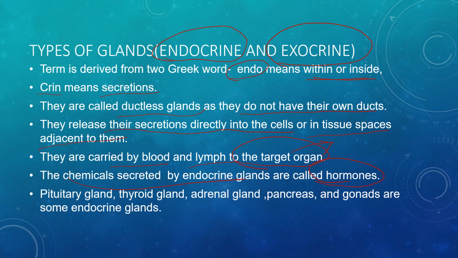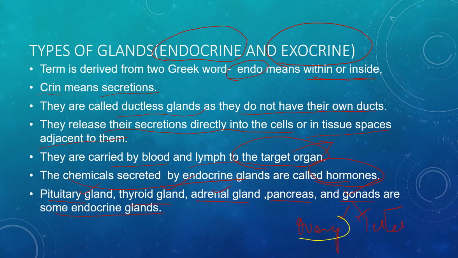So what are the main glands? First is the pituitary, thyroid gland, adrenal gland, pancreas, and gonads. These are the main endocrine glands. There are also some other endocrine glands, like the pineal gland and parathyroid gland. These are not so important, but they also play an important role in our body. What are the gonads? Gonads are the ovaries and the testes.